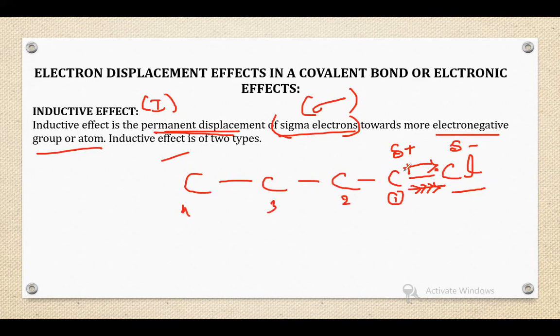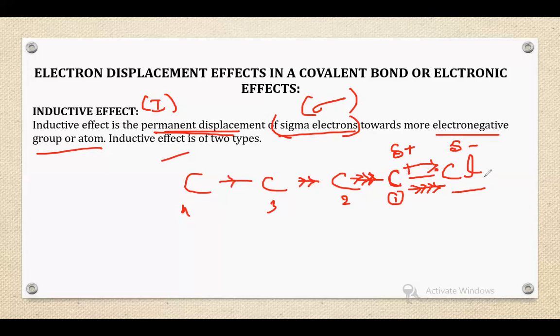The tendency of dragging the pair of electrons from carbon towards chlorine decreases in the second carbon. It decreases, which we represent here with a smaller arrow mark. I'll write 1, 2, 3 arrow marks, which indicates a little less shifting compared to this carbon dragging towards the chlorine, and it further decreases here.